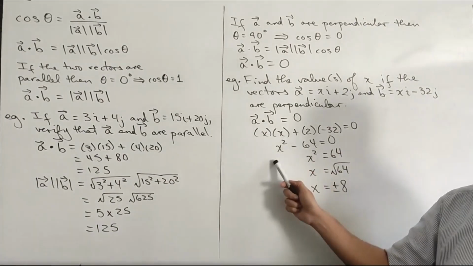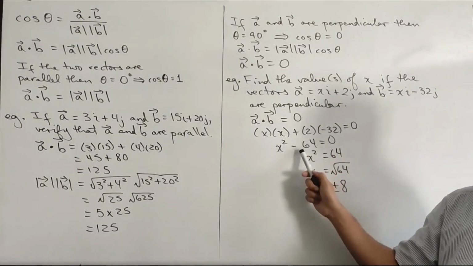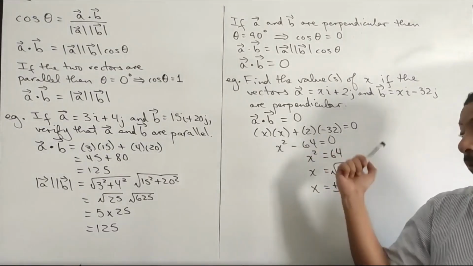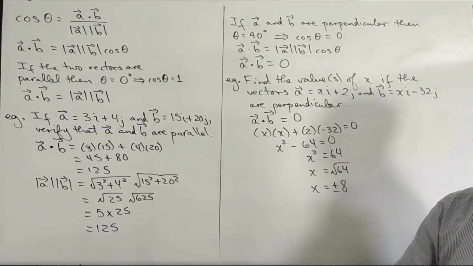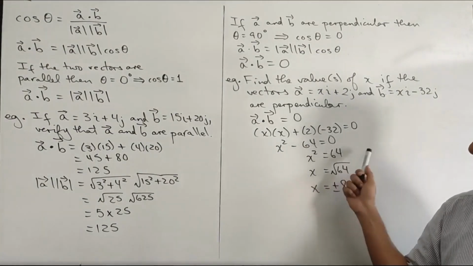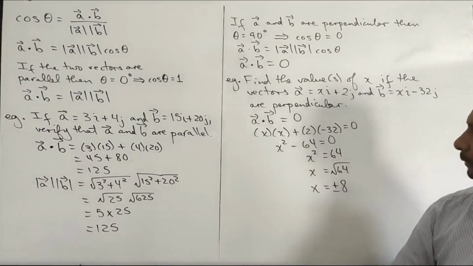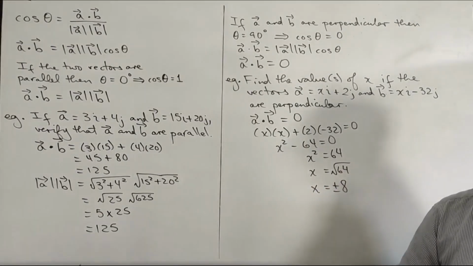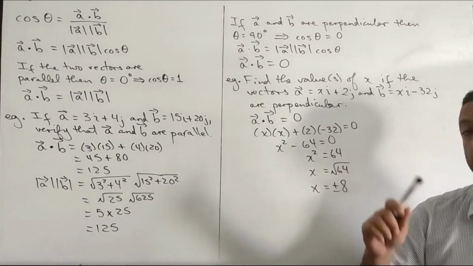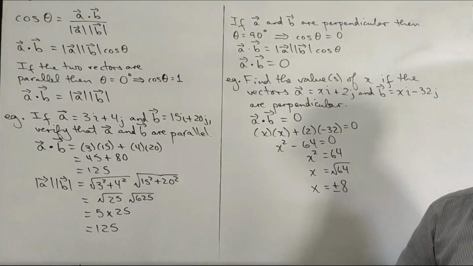x times x is x squared. 2 times negative 32 is negative 64. Transposing, I'll add the 64 to both sides. So I have x squared is equal to 64. To find x, I square root the 64. And that will give me both positive and negative 8.